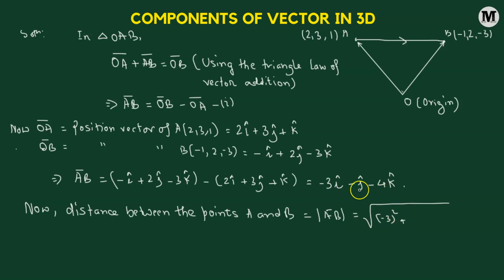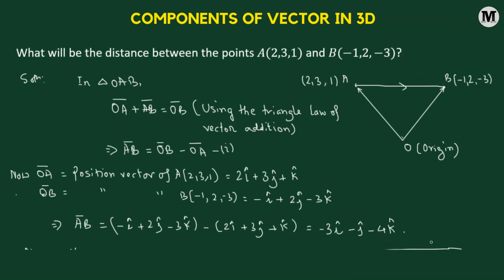Add it to the square of the coefficient of j cap, so that's -1. So we're going to square this and add it to the square of the coefficient of k cap. So that's squaring this value. So this is going to give us square root of 26. So that means the distance between the point A and B, whose coordinates are given, is going to be square root of 26.